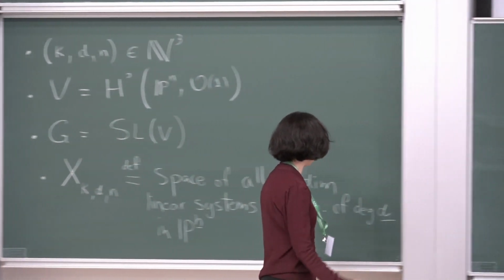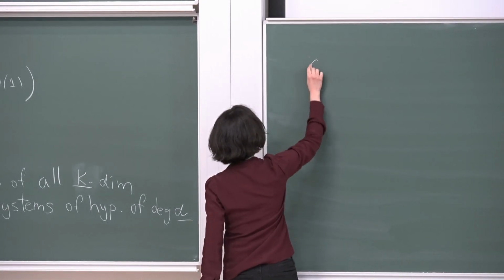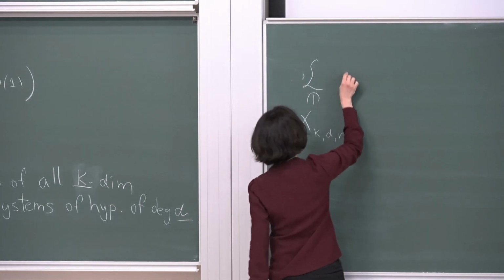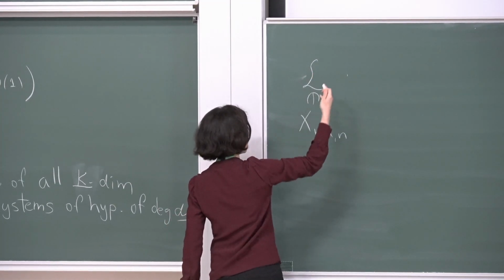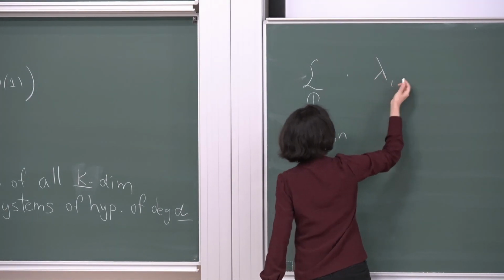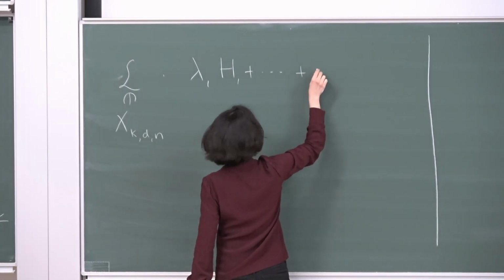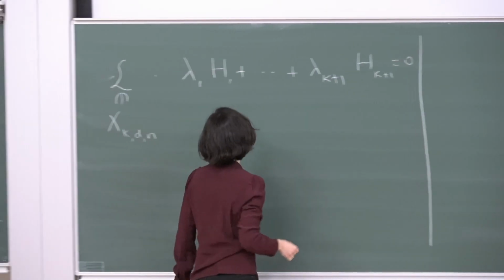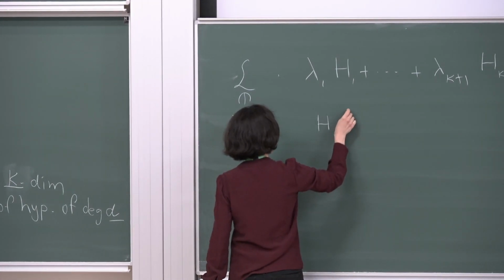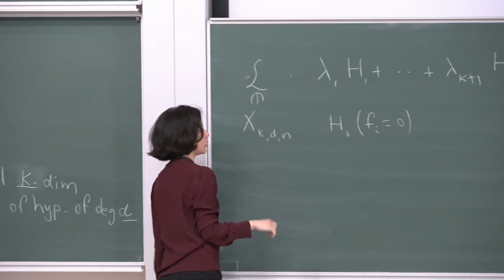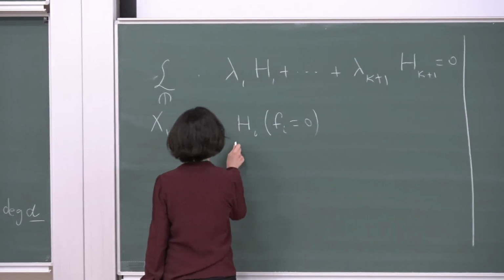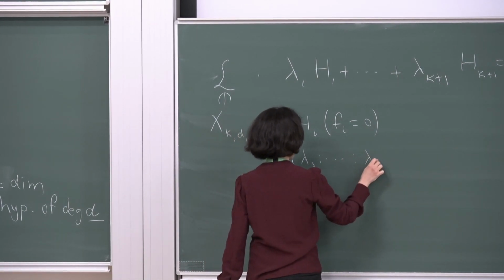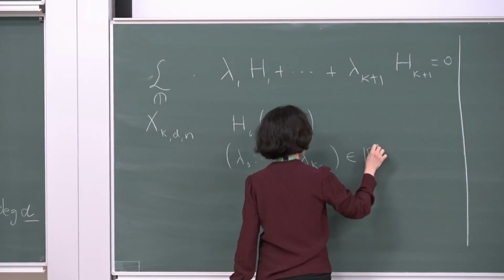What is the general element there? An L in X_{K,D,N}, I'm going to think of it using this notation, a linear combination like this. The H_i's are given as the zero locus of some homogeneous polynomial F_i, and then I think of the lambda_i's as the coordinates in a P^k. So lambda_1 through lambda_{k+1} is a point in P^k.